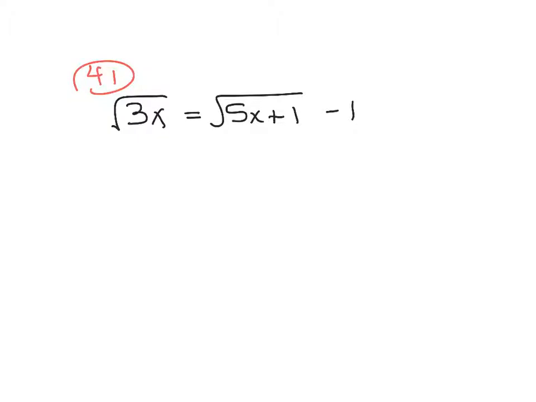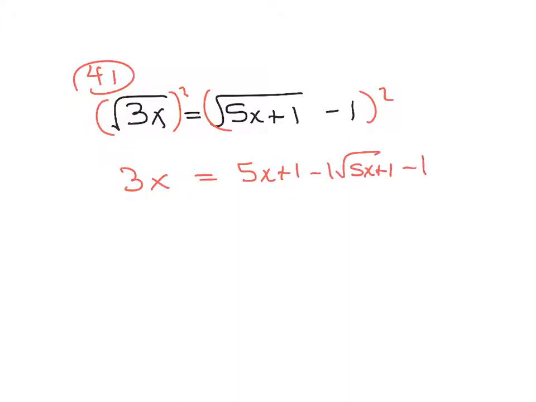Next question is number 41. And that has the square root of 3x is equal to the square root of 5x plus 1, and then minus 1. Again, my radical is already isolated, so I'm going to square both sides. Squaring the square root of 3x causes the radical to disappear. I do have to FOIL the right side. I get 5x plus 1 minus 1 times the square root of 5x plus 1. Same thing, and then negative 1 times negative 1 is positive 1.